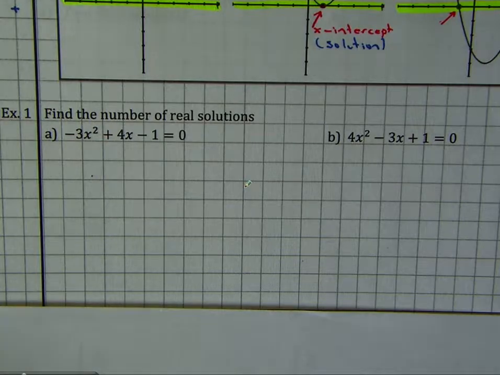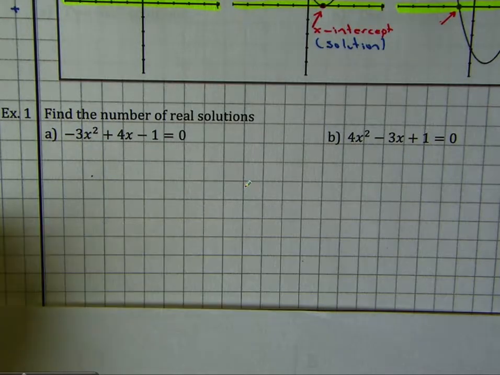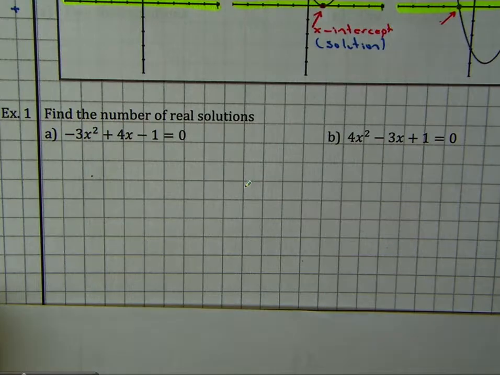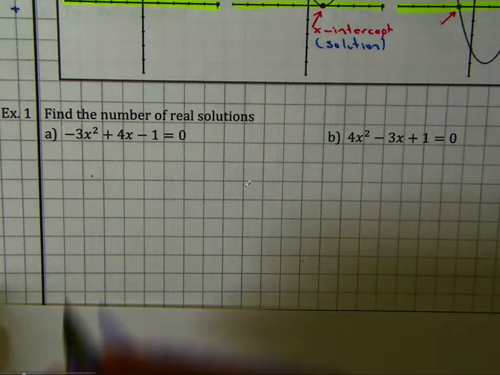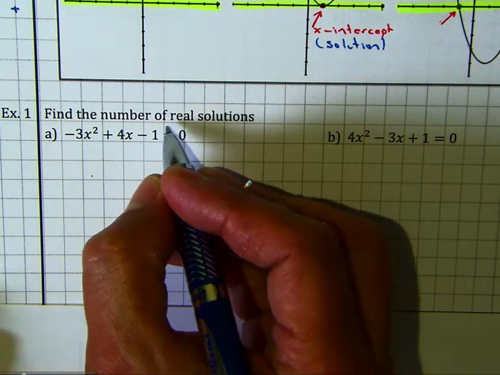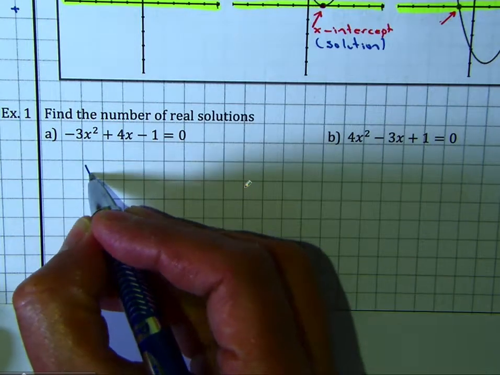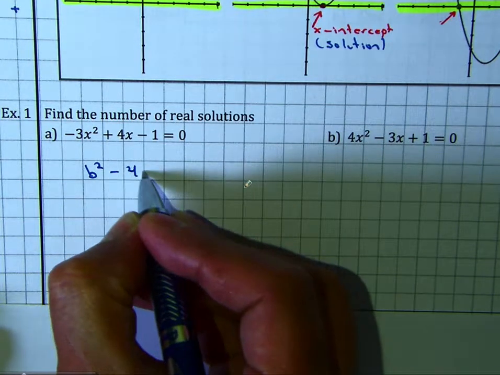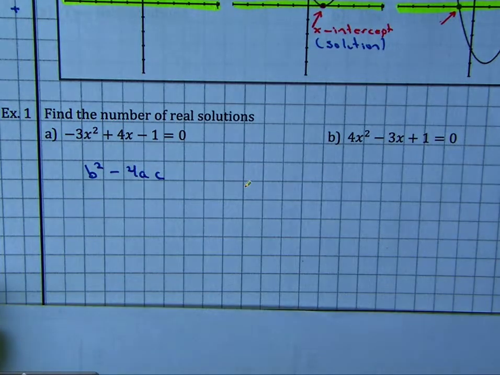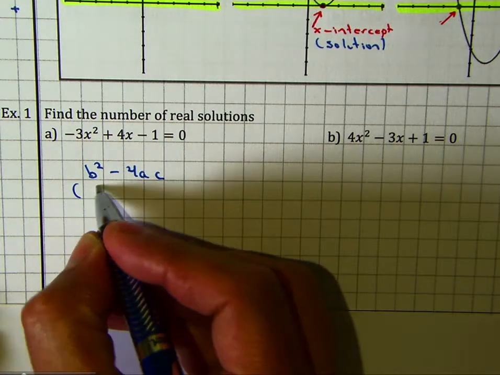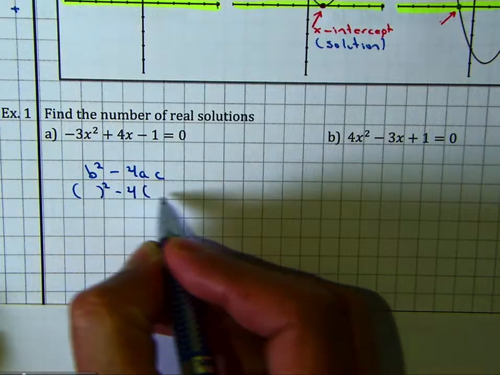Example number 1. Find the number of real solutions. In order to find how many real solutions we have, we're going to use b squared minus 4ac.